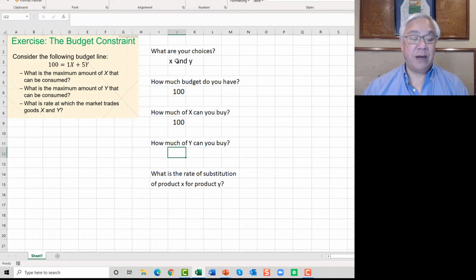How many of Y can we buy? Well, we have $100, but each one costs 5. So we can only buy 20. So what's the market rate of substitution? It's the price of X, which is 1, divided by the price of Y, which is 5. So it's negative 0.2 or negative 1/5. For every 5 items of X, we can only get 1 item of Y. So that's the rate of substitution.